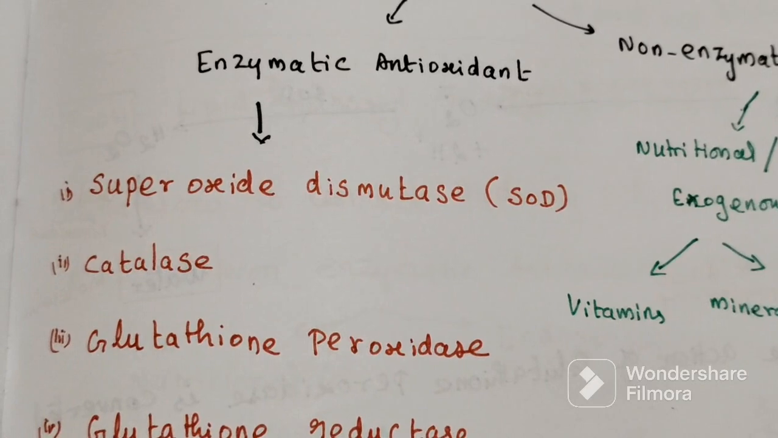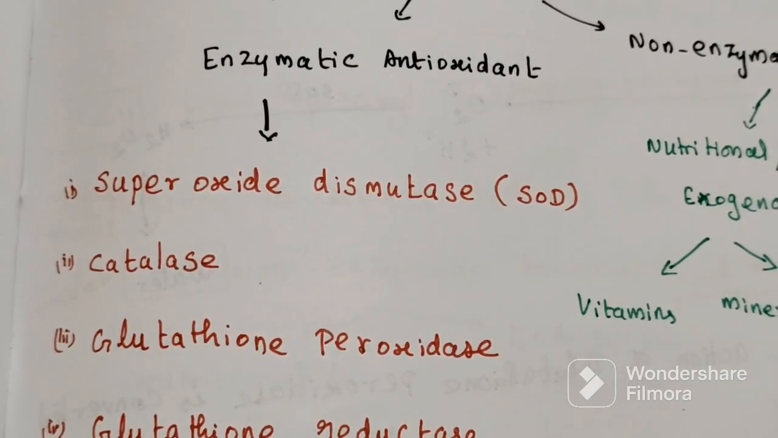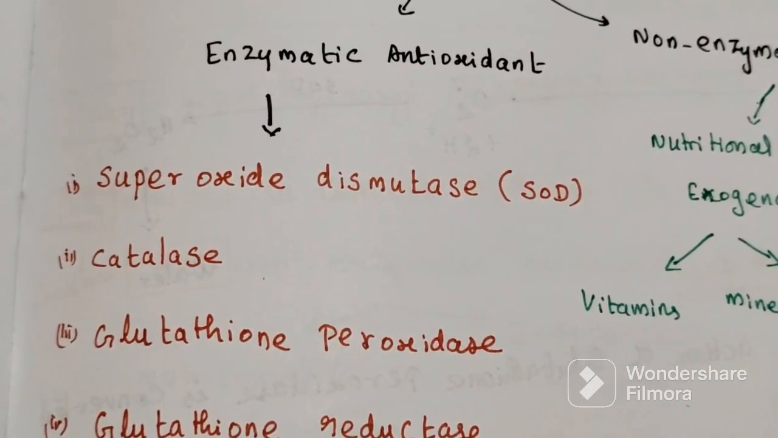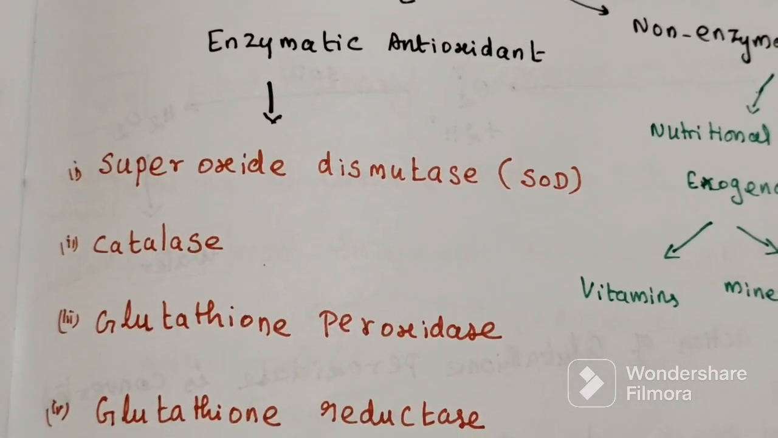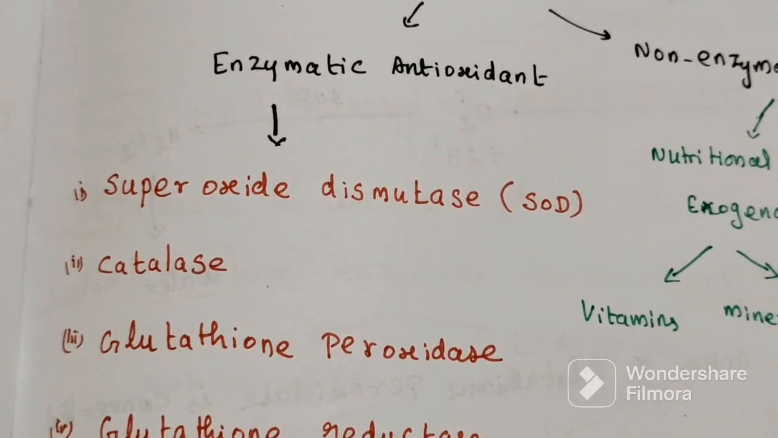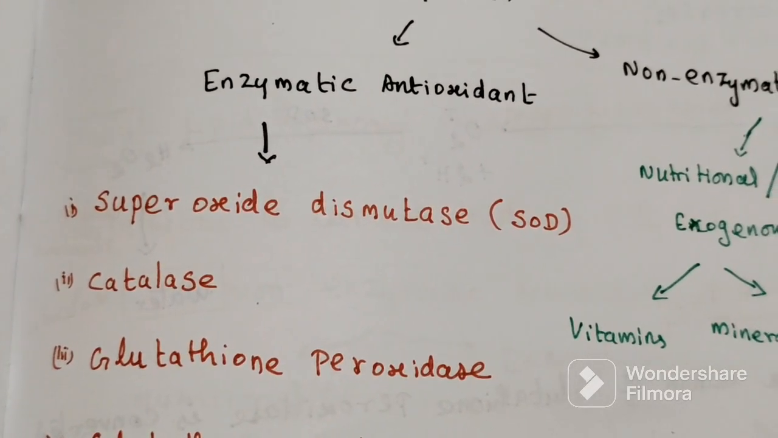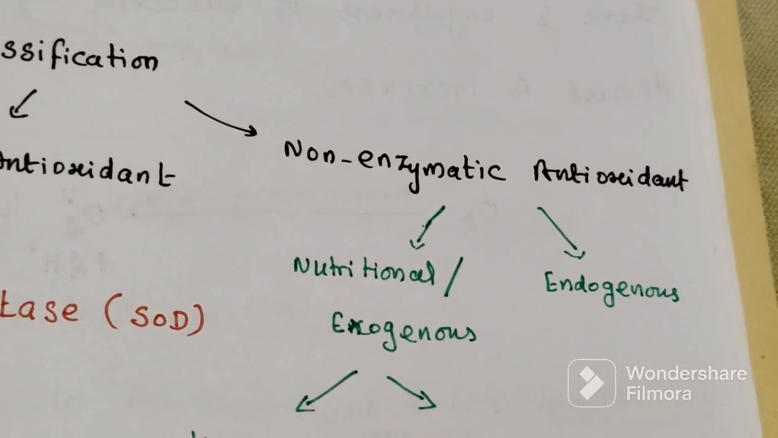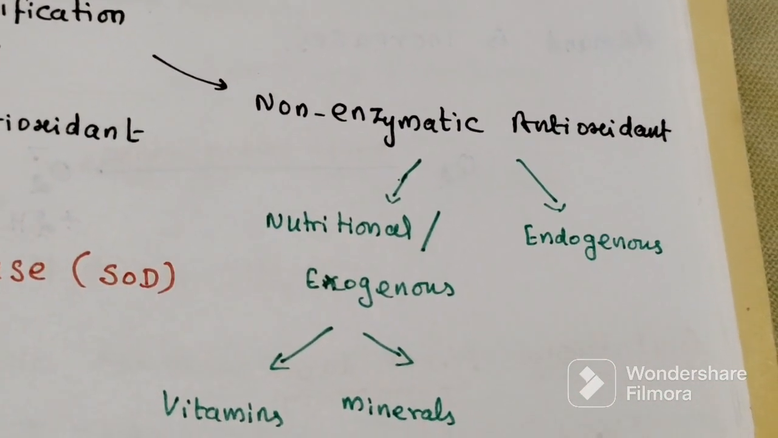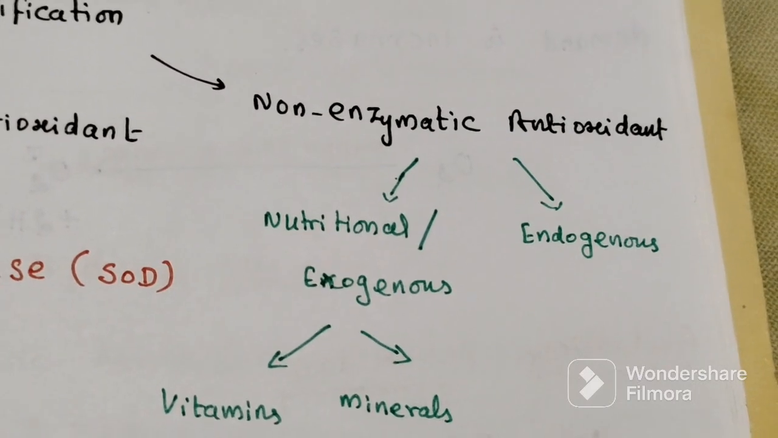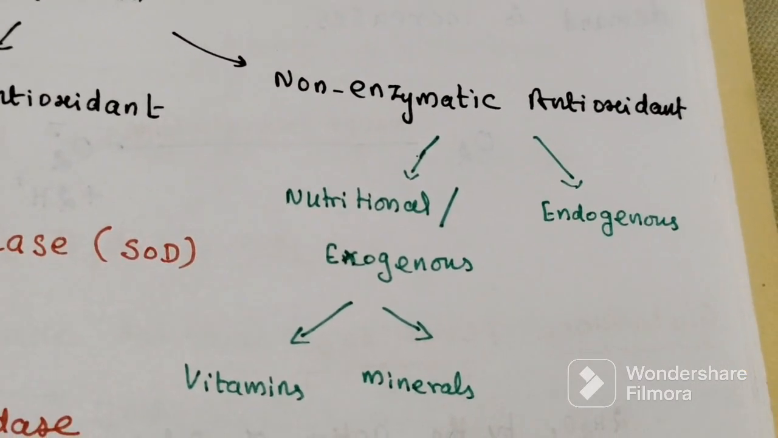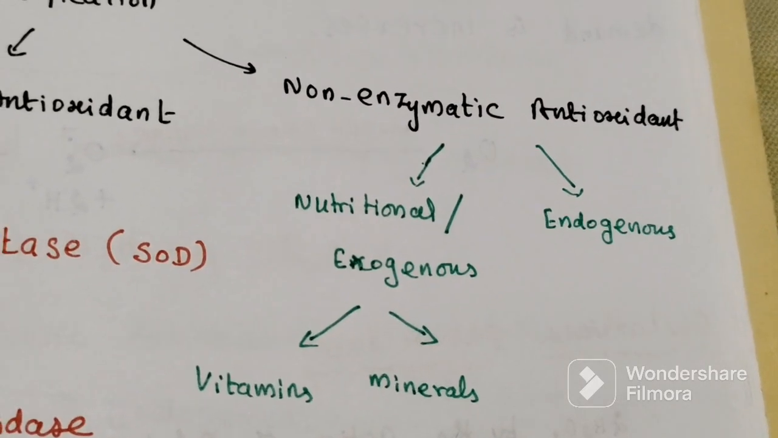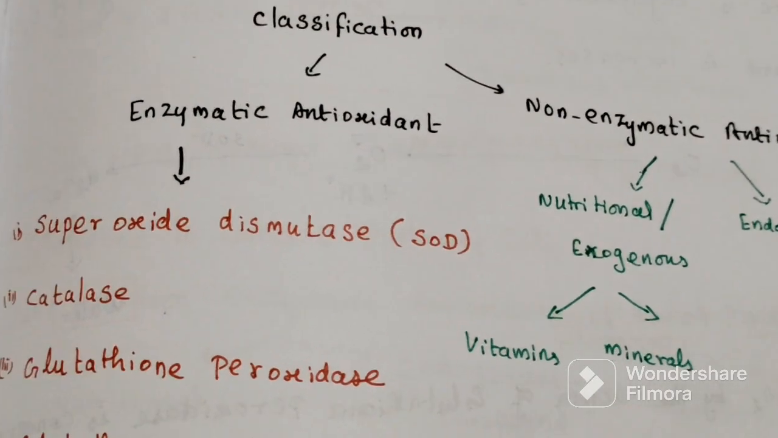Now we will explain one by one. These are the four enzymatic antioxidants: superoxide dismutase, catalase, glutathione peroxidase and glutathione reductase. Non-enzymatic antioxidants are classified further into two types. One is nutritional or exogenous, the second one is endogenous. The nutritional type is further classified into vitamins and minerals. We will explain one by one in detail.